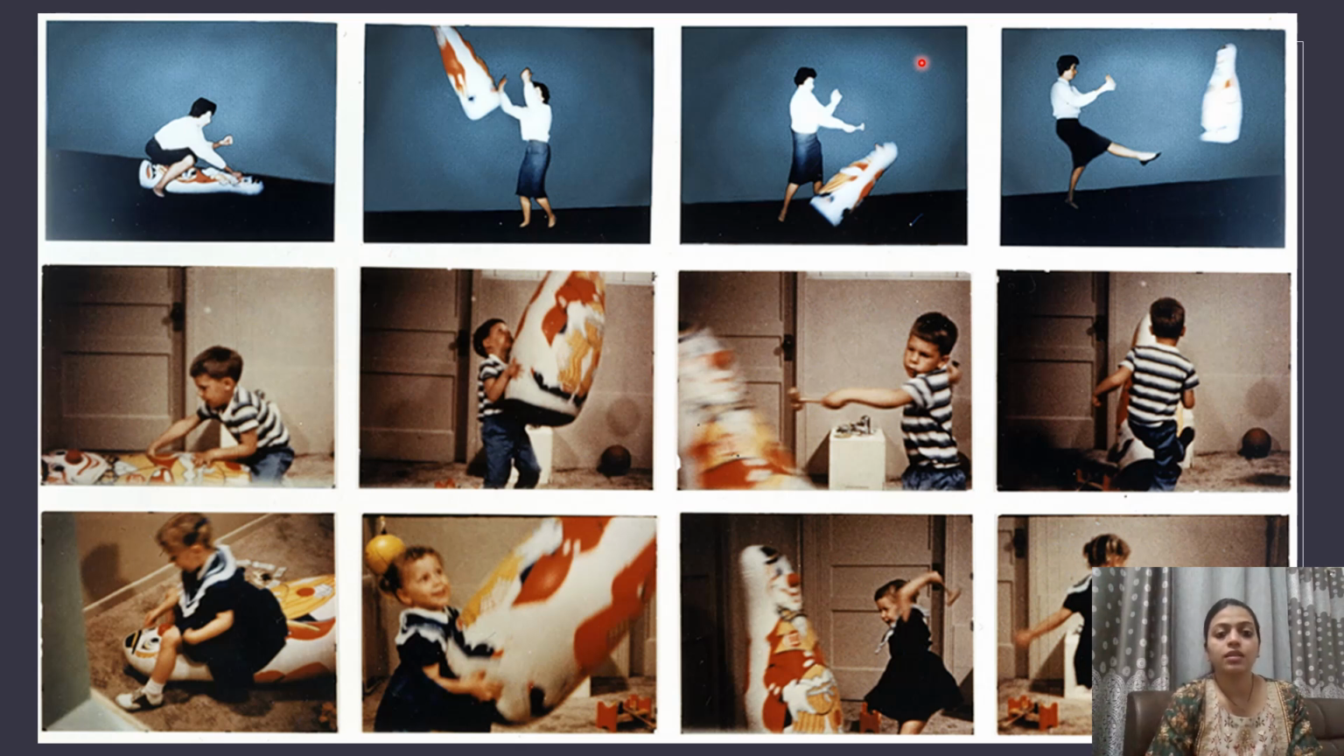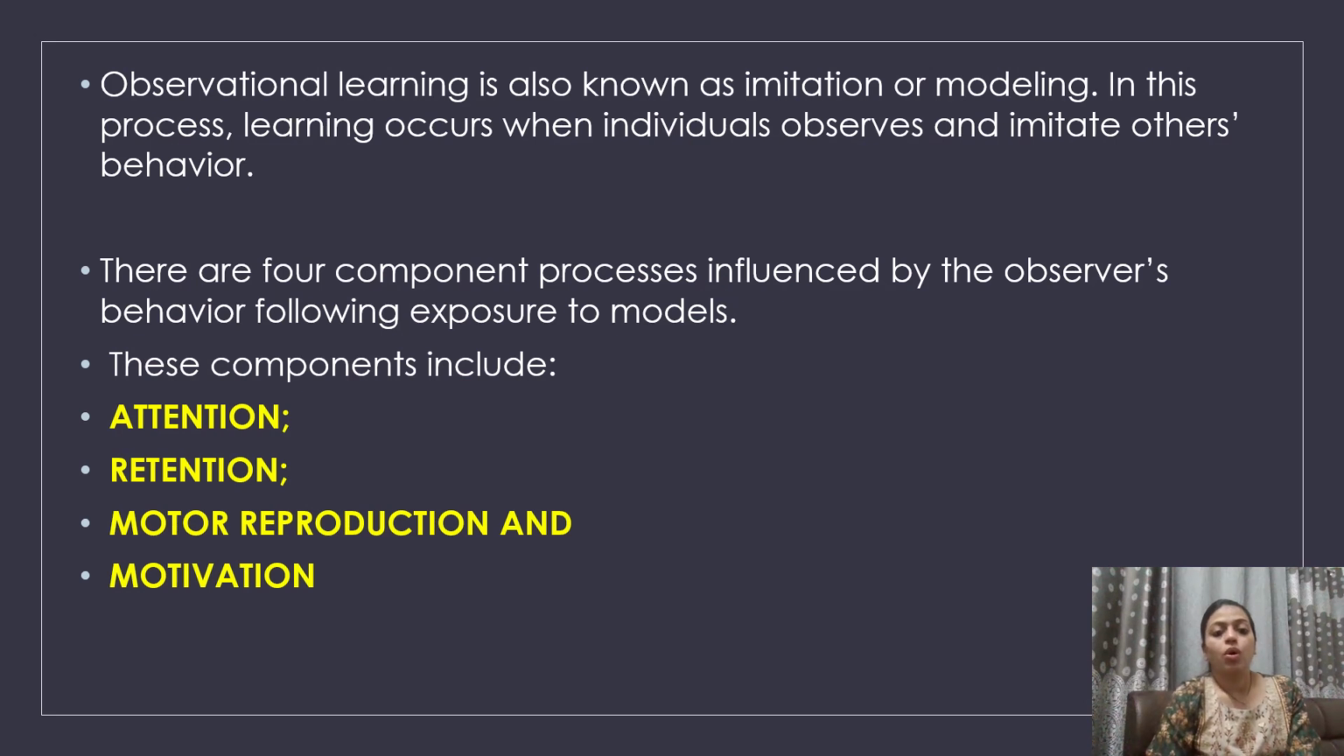touch them. And here, after observation, the process of retention had occurred, and then they were sent to another room where a similar doll was placed. So they also started hitting the doll, they got aggressive. So they started modeling the same kind of behavior which they had seen the model doing. So observational learning is also known as imitation or modeling. In this process, learning occurs when an individual observes and imitates others' behavior.